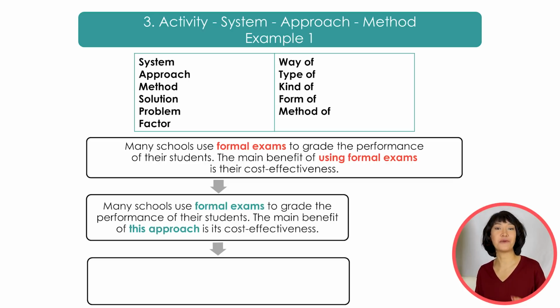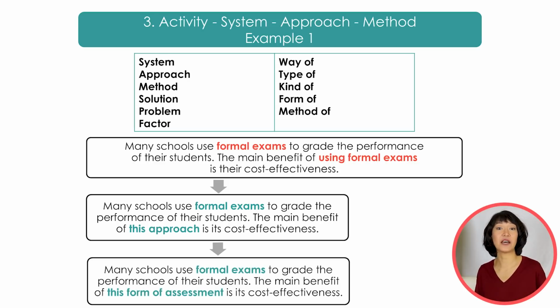Many schools use formal exams to grade the performance of their students. The main benefit of this approach is its cost effectiveness. Now, have a look at the right column. Way of, type of, kind of. What phrase could you use here? Formal exams are a form of assessment. So we could say, the main benefit of this form of assessment is its cost effectiveness.